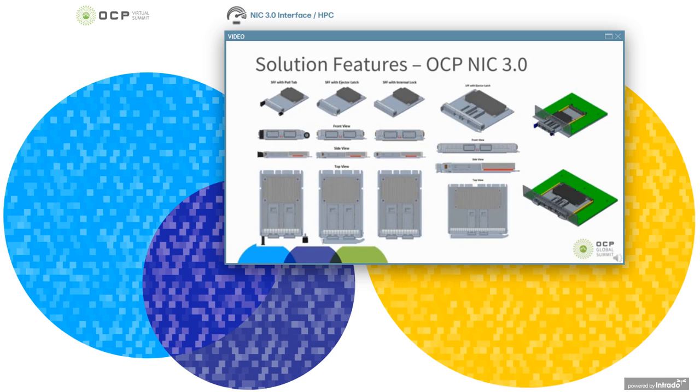This slide shows a side-by-side comparison of the faceplate offerings. The SFF has a pull tab plus thumb screw option, an ejector latch option, as well as the internal lock option. The internal lock prevents the card from being removed without releasing an internal detent on the inside of the chassis. The large form factor only has an ejector latch faceplate.